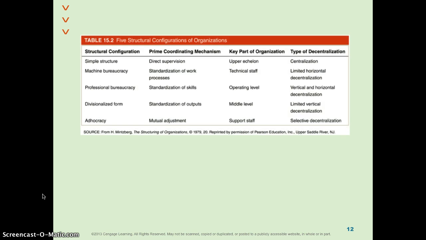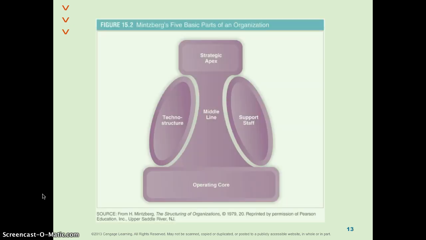So if you look at the next section, it is five structural configurations. Simple, machine, professional bureaucracy, divisionalized form, or adhocracy. So a simple structure, you're usually driven by supervision. Machine, more process. Professional bureaucracy, like a hospital, standardization of skills. Divisionalized form, standardization of outputs. And adhocracy, mutual adjustments, more variety.